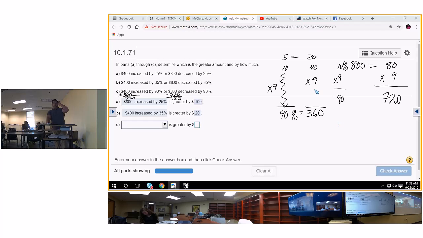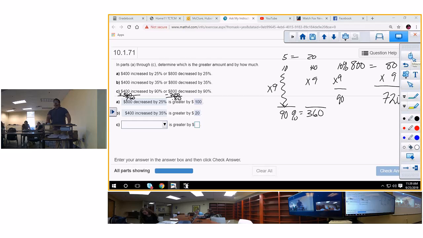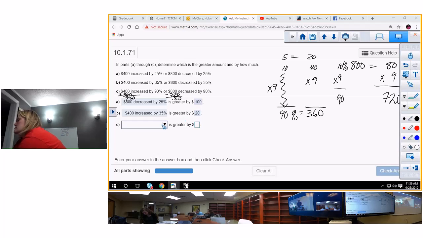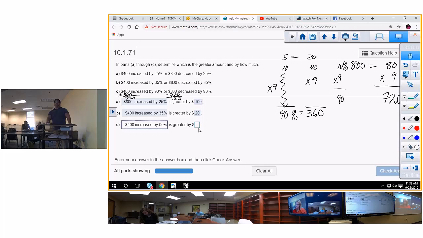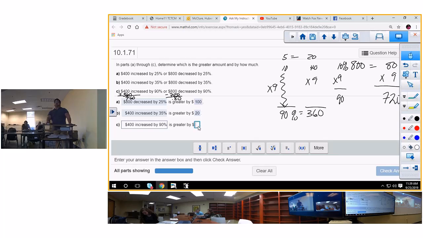Now, that's a dang good question. I like that question. You know why I like it? Because it proves to you that your brain is better than doing all those formulas. You know how many formulas you would have to do? You'd have to do it like 6 or 8 times. So 400 increased by what? And what's the difference? 680?